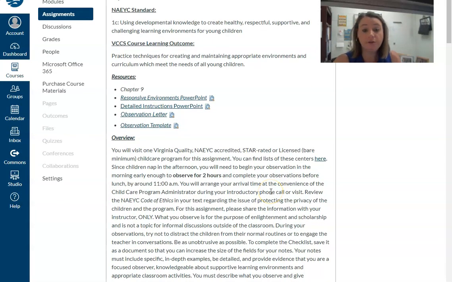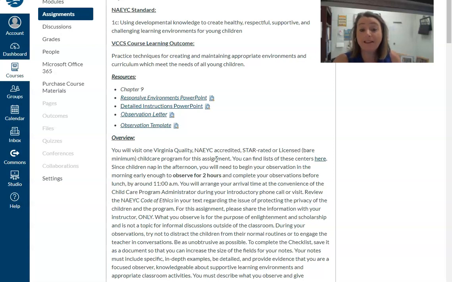So just a few things, a few nuts and bolts before we get into the actual assignment. You need to complete this observation at a high quality center. And in early childhood education, there's 3 ways that that can be done. The first is if they're NAEYC accredited. The second is if they're participating in Virginia Quality, or if they participated in what was called the star rating program, which is what Virginia Quality now is. The first round was the star rating. Now it's Virginia Quality. And then the third is licensing. Now, licensing is actually the bare minimum. We prefer that you go to a center that is NAEYC accredited or participating in Virginia Quality, but at a bare minimum, it has to be licensed.